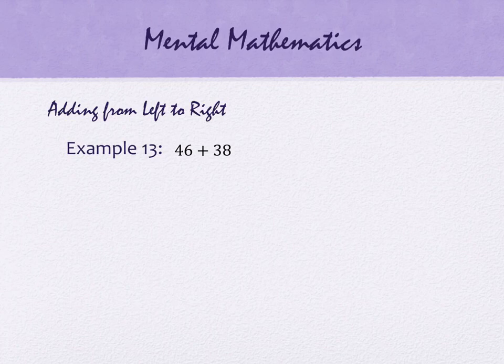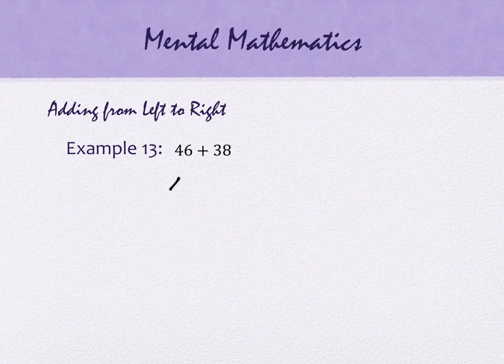Okay, we're going to look at some mental math and some approximation, I believe, is the last thing in this section. So mental math, there's some different strategies that we're going to look at. The first one is adding from left to right. So we've got an example. We're going to use 46 plus 38 on several of our examples. And we're going to do this first one, which is adding from left to right.